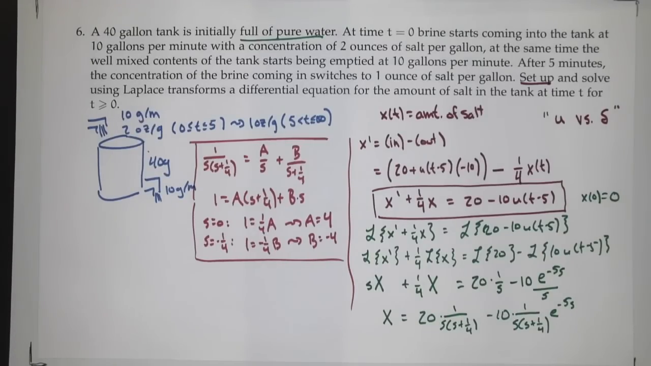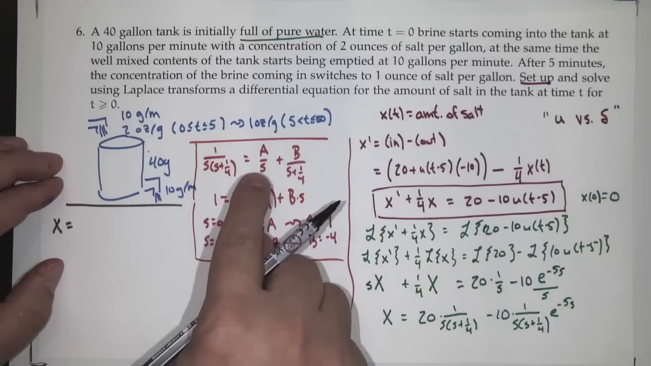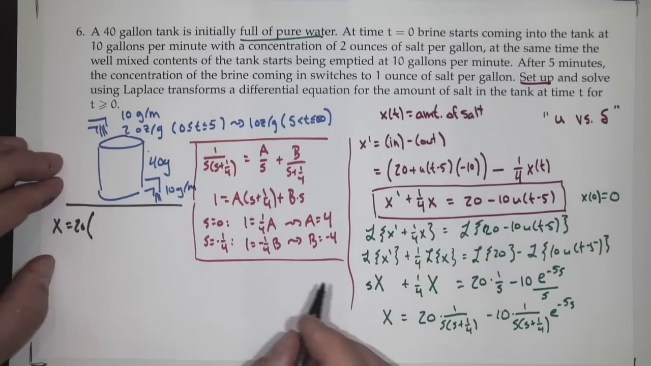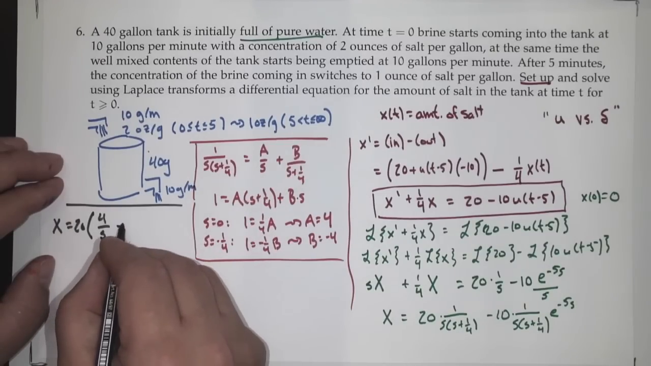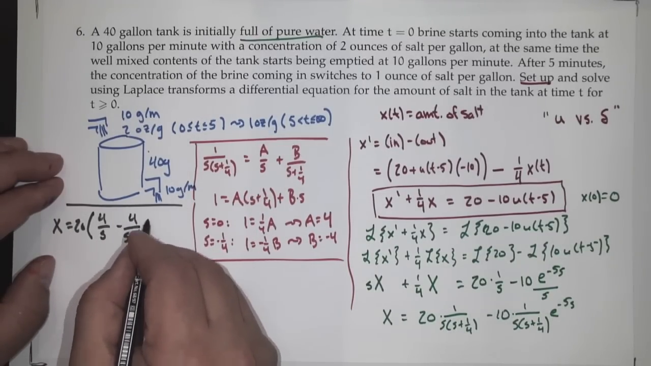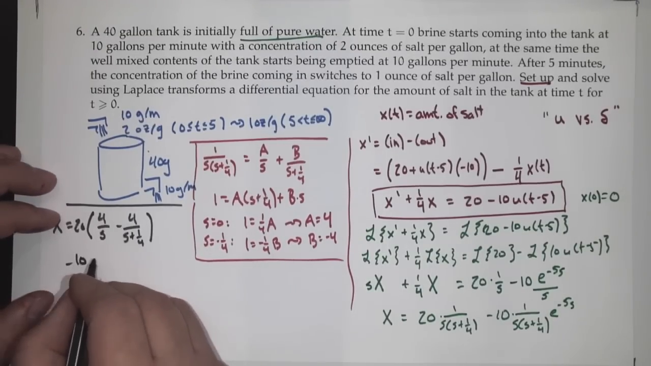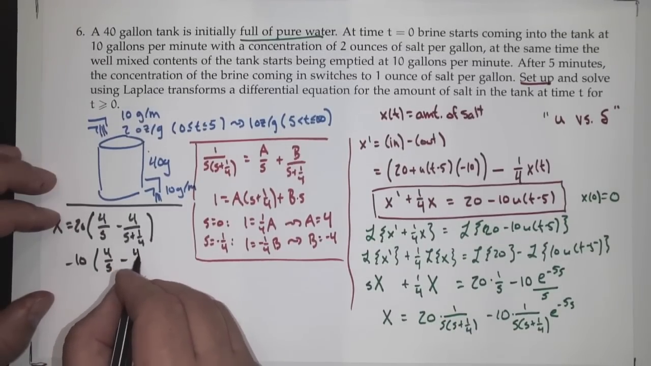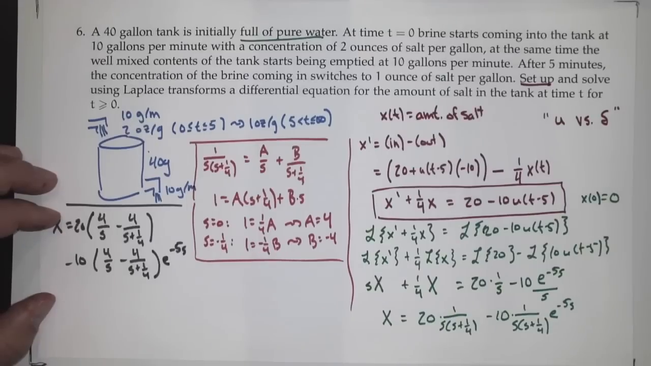So, updating, we have the following. We have that X is 20 times 4 over s, because A is 4, minus 4 over s plus 1/4. Then subtract 10 times 4 over s, minus 4 over s plus 1/4, e to the minus 5s. Okay, we're rounding the corner.